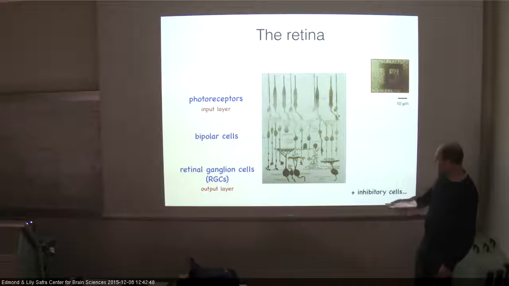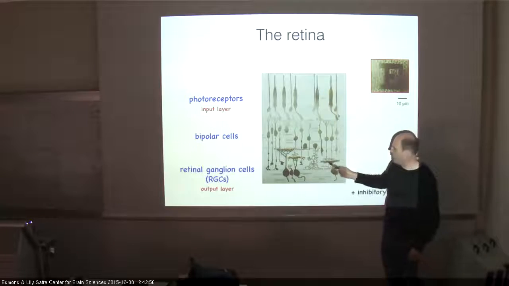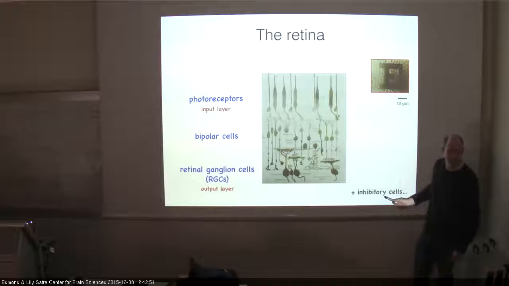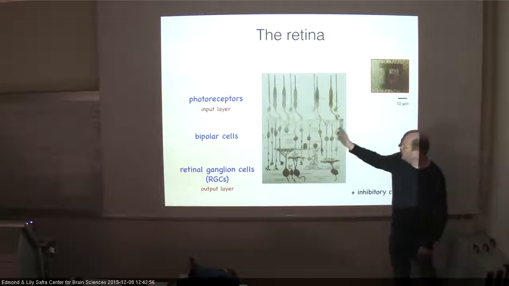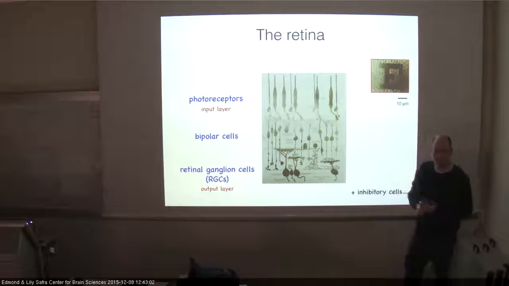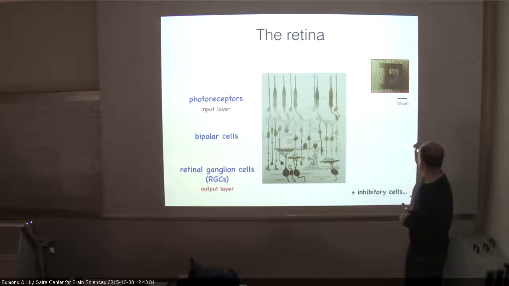And in addition to these types of cells, there are additional cells which are not explicitly shown here, although some of them are shown here. So there are inhibitory cells in these layers which connect horizontally many of the cells, and there are many types of these inhibitory cells as well.